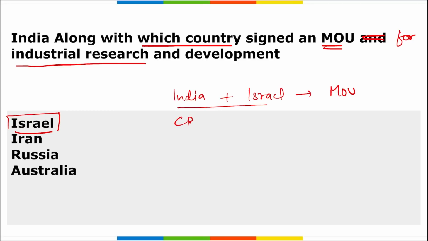So from India it was your CSIR, and from Israel it was DDR&D. What is CSIR? Council of Scientific and Industrial Research. What is DDR&D? It is your Directorate of Defense Research and Development. Right? They together signed this MOU.